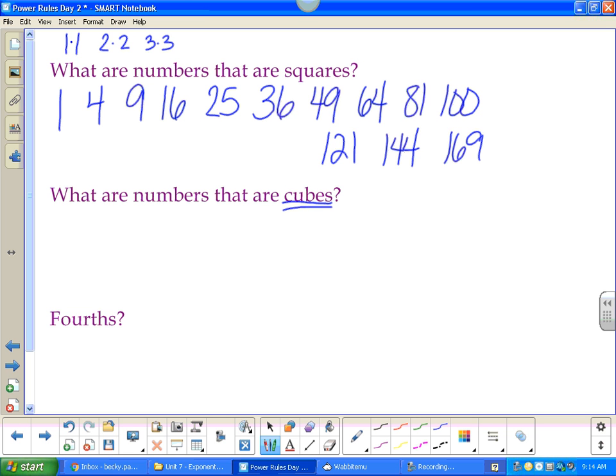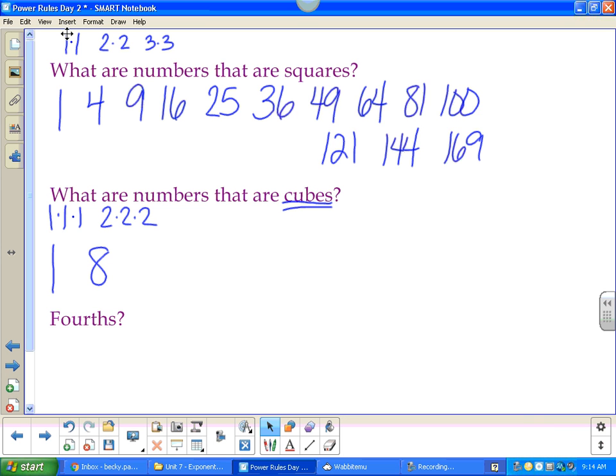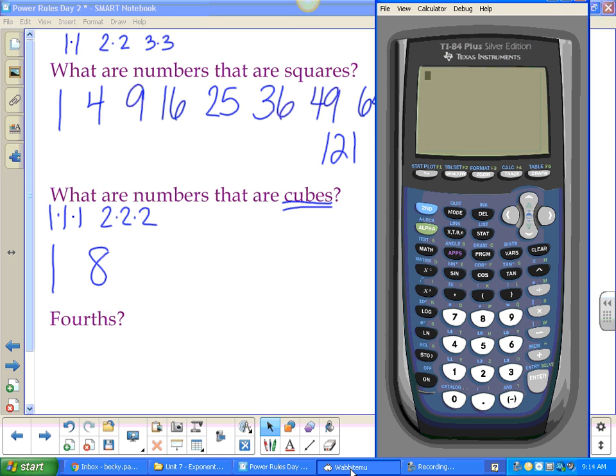Cubes are when you multiply a number times itself 3 times. So 1 times 1 times 1 is 1. 2 times 2 times 2: well, 2 times 2 is 4, and 4 times 2 is 8. Another way you can do this is on your calculator, you can do 2 to the third power.